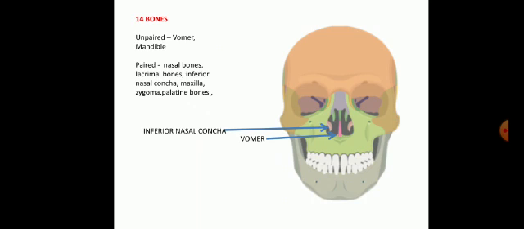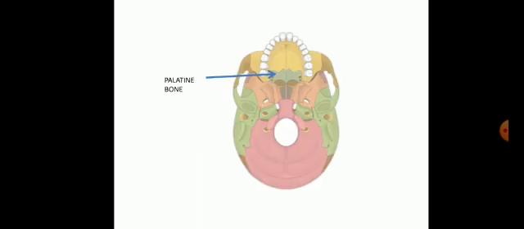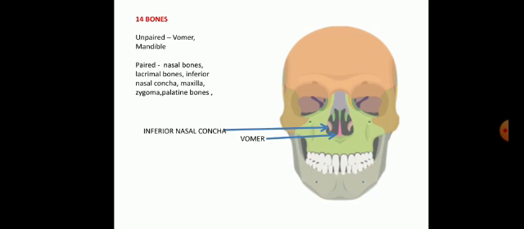So this is the inferior aspect of the skull. Here, in the posterior part of the hard palate, we can see the palatine bones. To summarize the facial skeleton, totally 14 bones. Unpaired ones are the vomer and mandible. Paired ones are the nasal, the lacrimal, the maxilla, the zygoma, inferior nasal concha, and palatine bones.